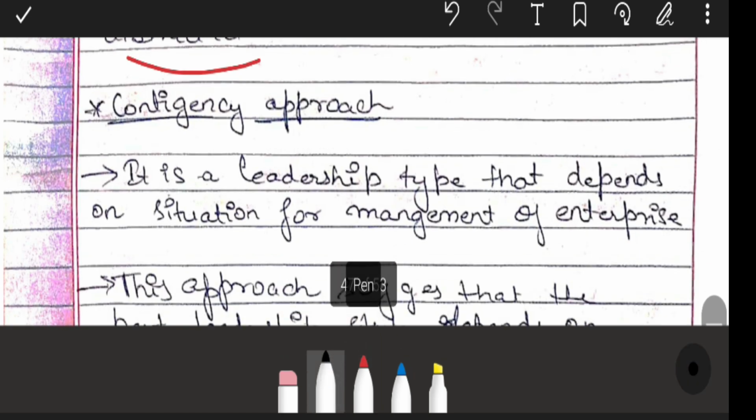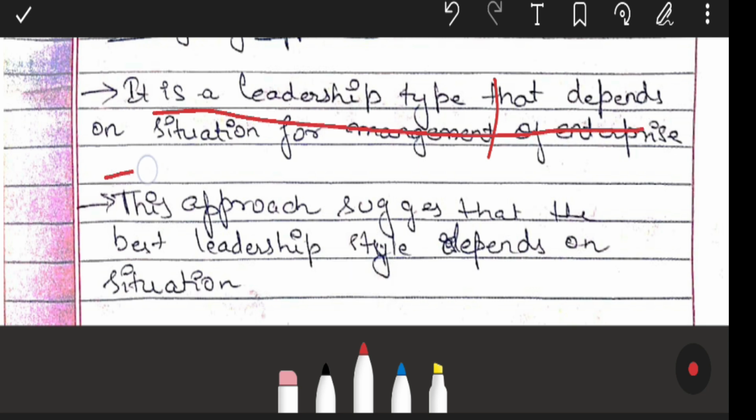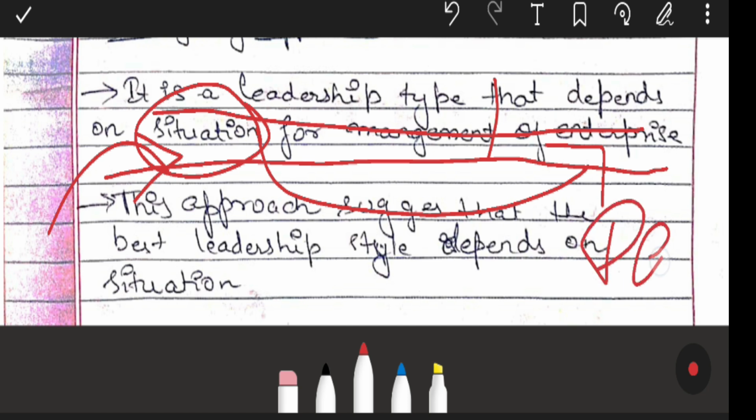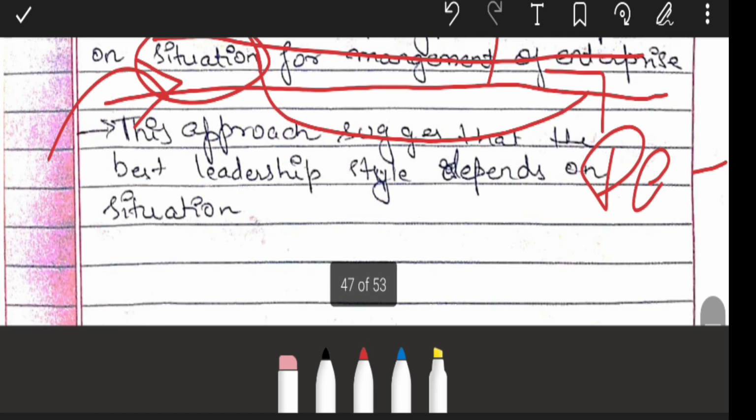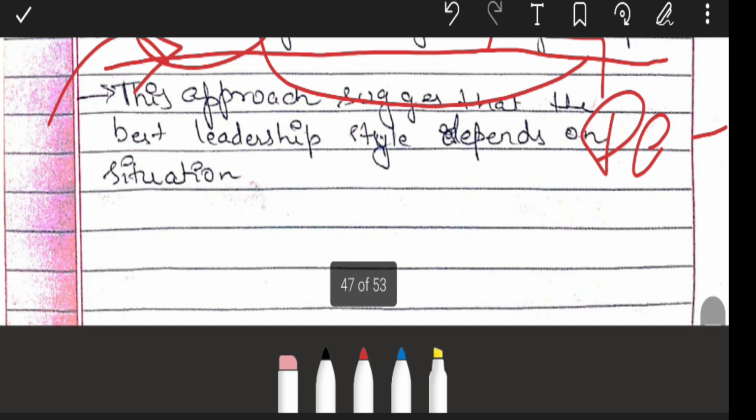Contingency approach. It is a leadership type that depends on the situation for management of the enterprise. He is a leader who depends on the situation. He doesn't have any previous ideas or anything. According to the situation, he makes a decision. He is a contingency leader. The approach suggests that the best leadership style depends on the situation.